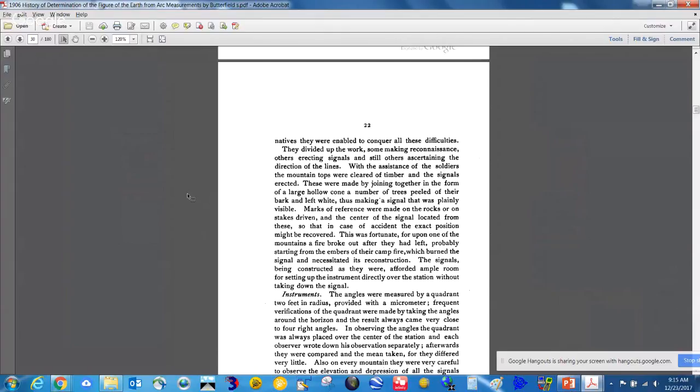With the assistance of the soldiers, the mountaintops were cleared of timber and the signals erected. These were made by joining together in the form of a large hollow cone, a number of trees peeled of their bark and left white, thus making the signal plainly visible. Marks were made on the rocks or stakes driven at the center of the signals, so that in case of accident, they might be recovered.